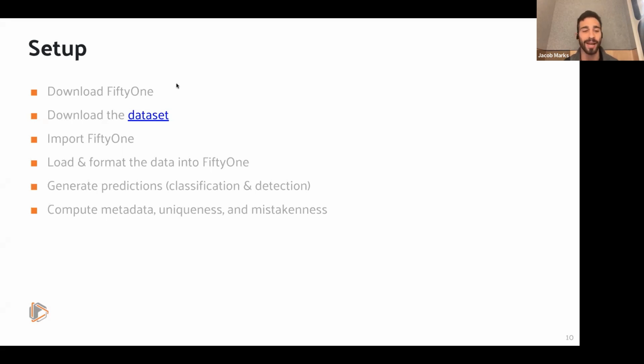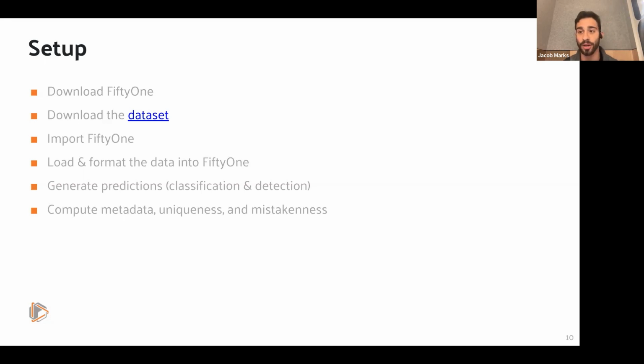A quick word about setup, though: we will be starting from the point of having a data set ready to go. We will be investigating that data set. In order to get things set up, and these details are in the setup section of the Colab notebook, you will need to download and install FiftyOne, download the data set from images.cv, import FiftyOne, and load the data into FiftyOne. This is just one example of the types of data sets you can load into FiftyOne. There's a whole variety of ways you can load data into FiftyOne.